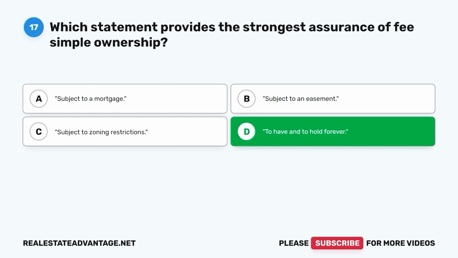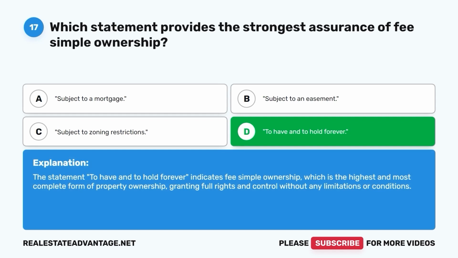To have and to hold forever. The statement, to have and to hold forever, indicates fee simple ownership, which is the highest and most complete form of property ownership, granting full rights and control without any limitations or conditions.